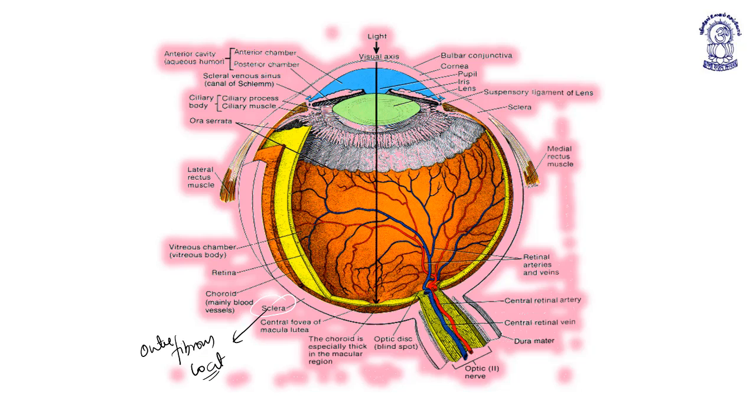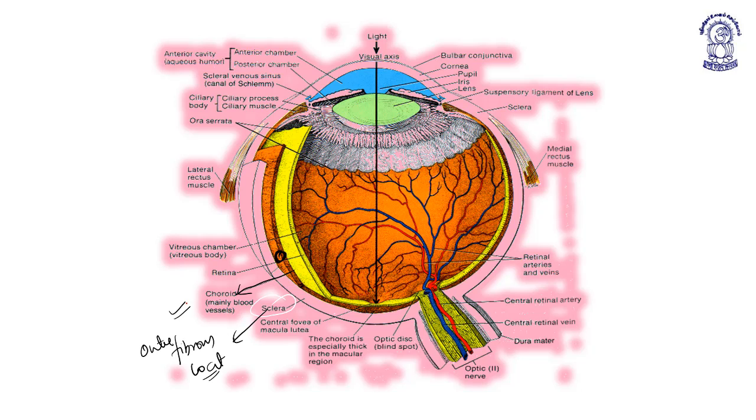Okay. The middle coat is choroid. It mainly contains blood vessels. So the middle coat is choroid, which mainly contains blood vessels. This middle coat is the vascular coat.